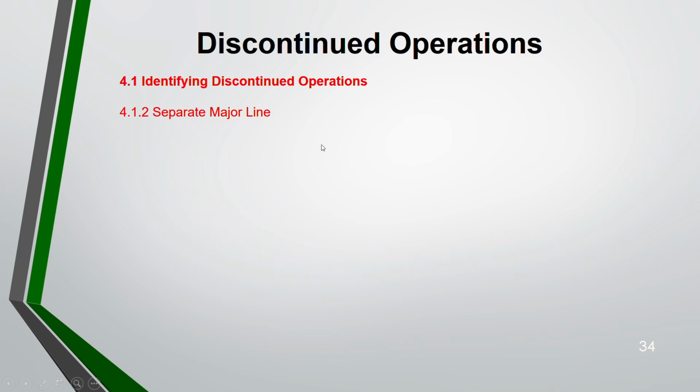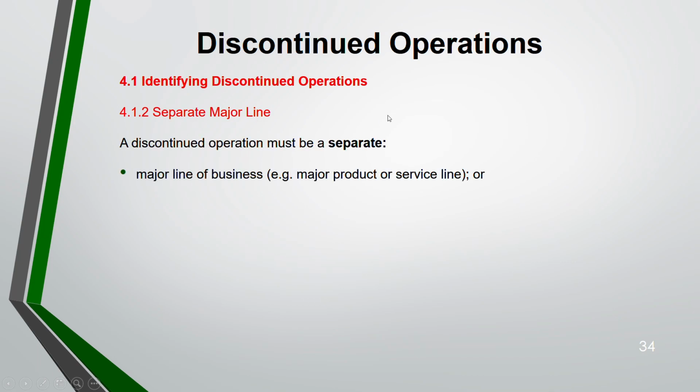First, let us go through separate major line. A discontinued operation must be a separate major line of business. For example, it's a major product or service line or geographical area of operation.